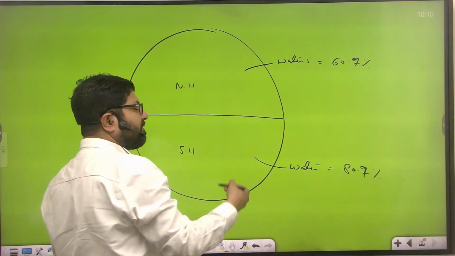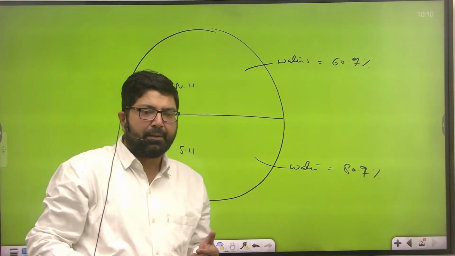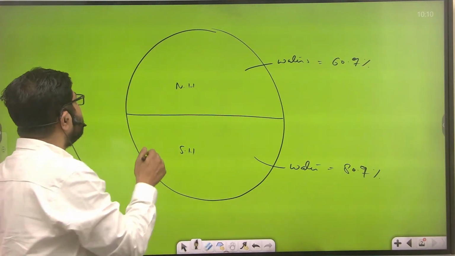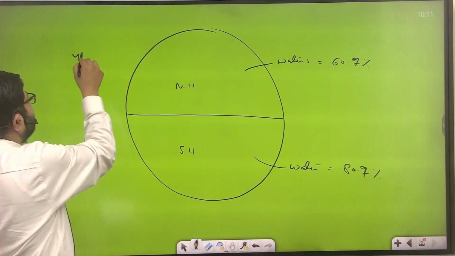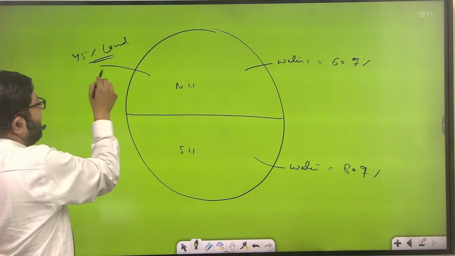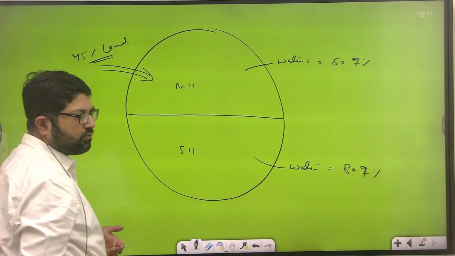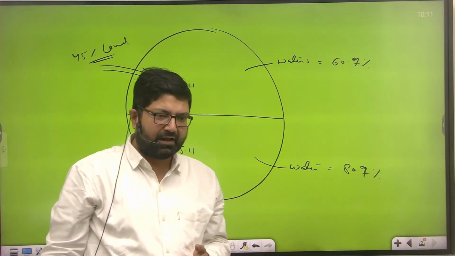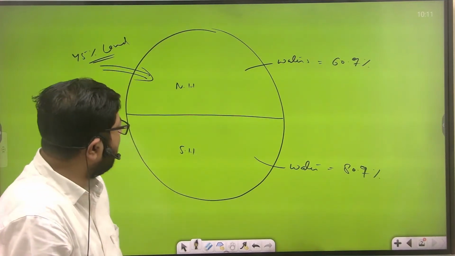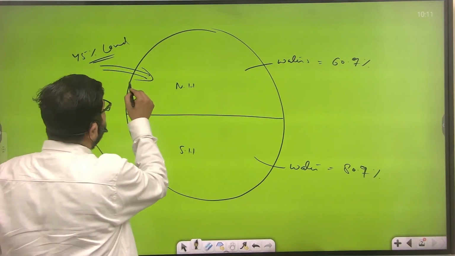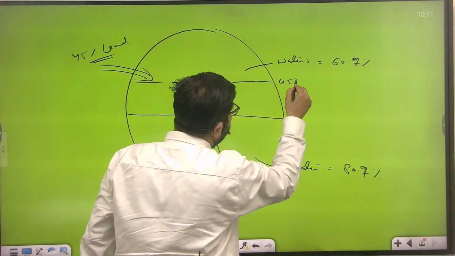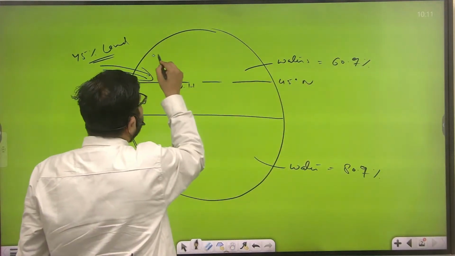So in both hemispheres, water bodies dominate. But northern hemisphere is known as land hemisphere merely because out of total land area, 75% of land area on Earth's surface lies in northern hemisphere. So it is known as land hemisphere. Otherwise, in northern hemisphere also water bodies dominate. It is only between 45 north latitude and 70 north latitude.